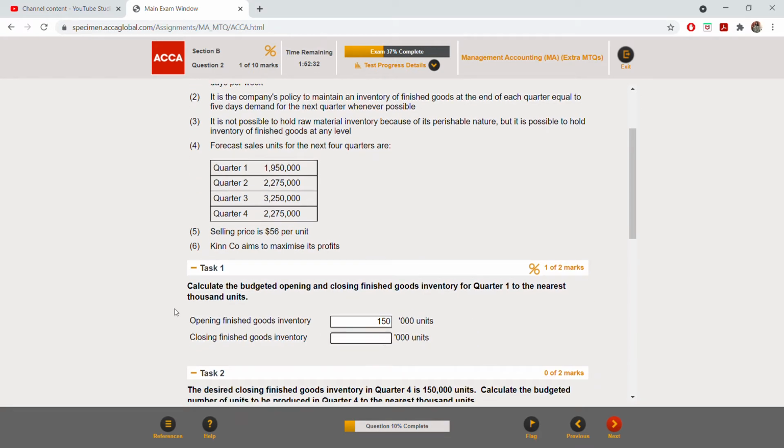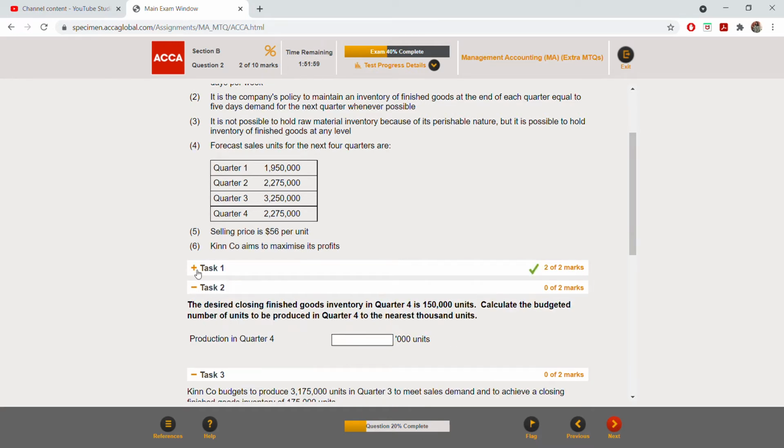Next, closing finished goods inventory. How to do this? Okay. If you see quarter 2, it is this 2275. This also divided by 13 because 13 weeks, so it is 175. Okay, why? Because at the end of quarter 1 the company will hold inventory equivalent to week 1 of quarter 2. Okay, so 175. Don't write 175,000, just 175.